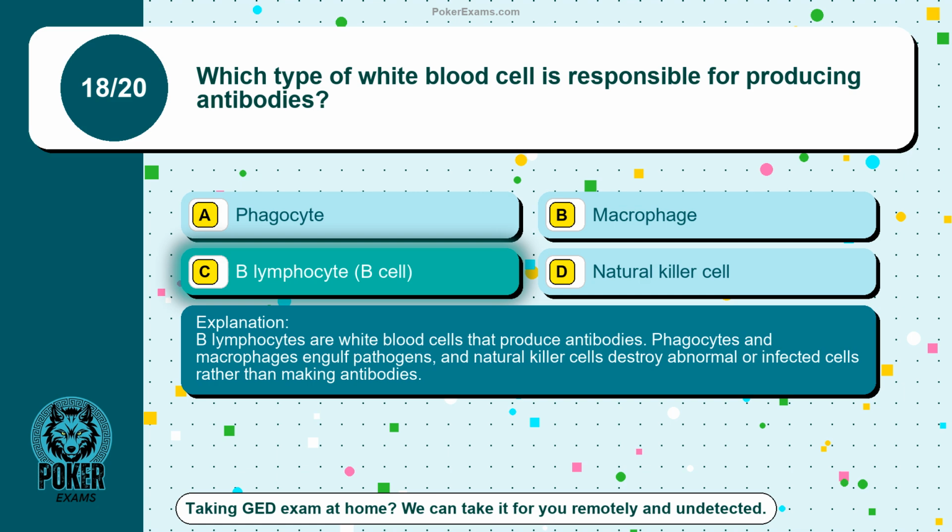B lymphocytes are white blood cells that produce antibodies. Phagocytes and macrophages engulf pathogens, and natural killer cells destroy abnormal or infected cells rather than making antibodies.